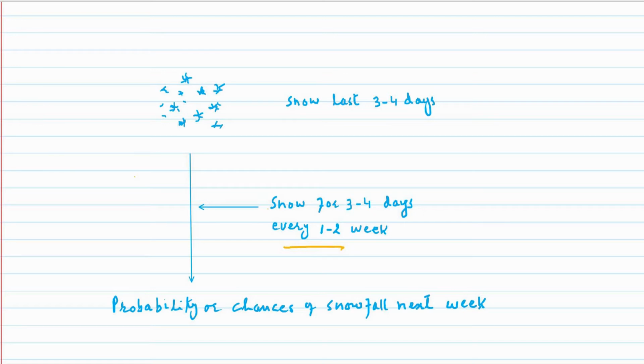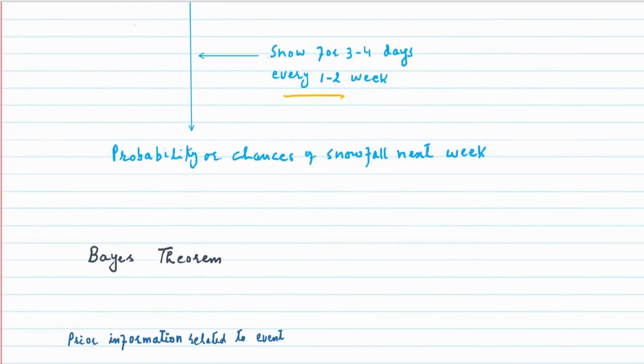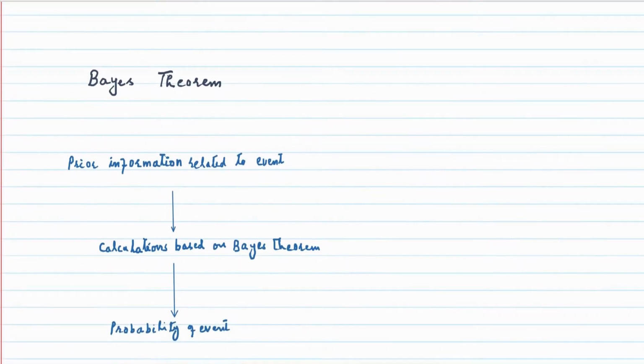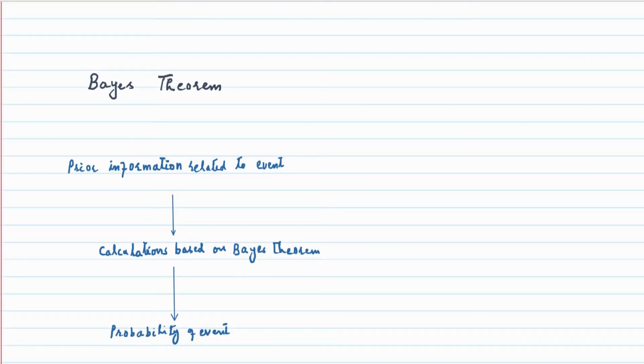As now we have information on the pattern of snowfall in that town, based on this information, we can calculate the probability of snowfall during next week. Such calculations are based on the principles of Bayes' theorem. According to this theorem, we can calculate the probability of an event if we have some information or conditions related to that event. Like in this case, we can calculate the probability of snowfall during next week based on patterns of snowfall in the past.